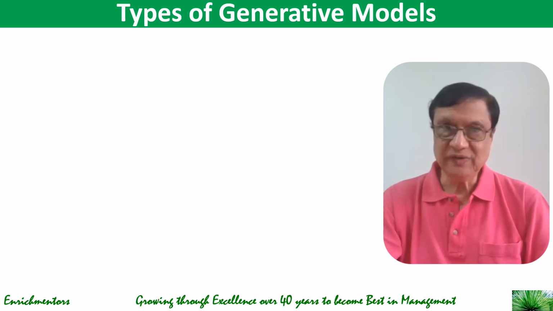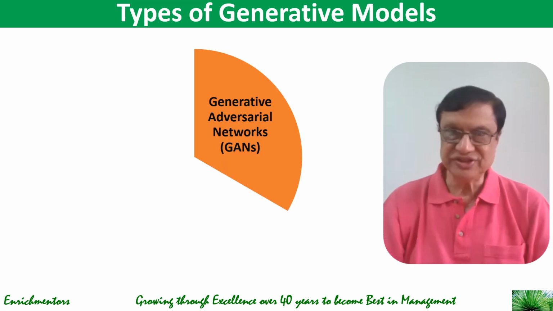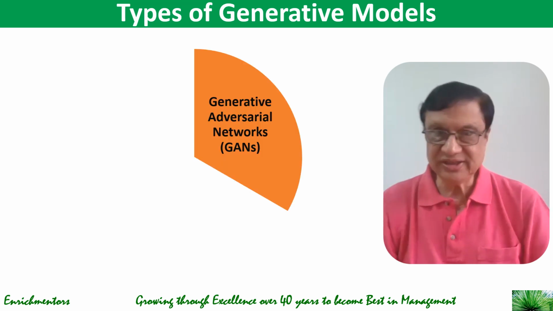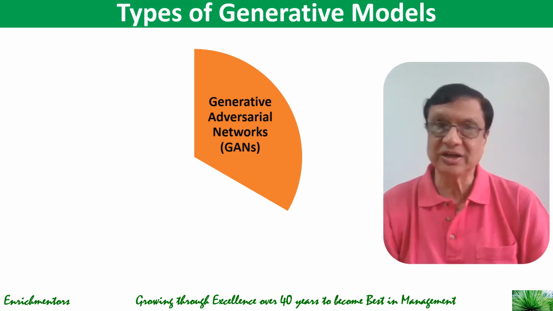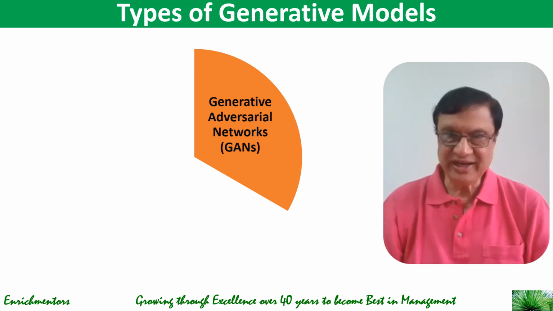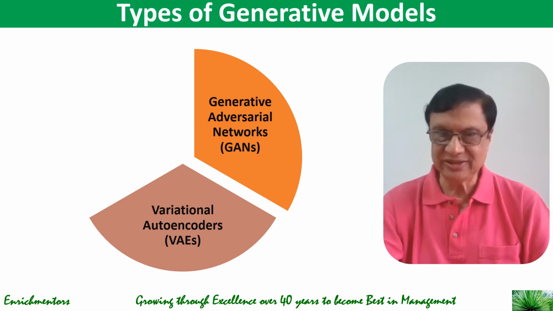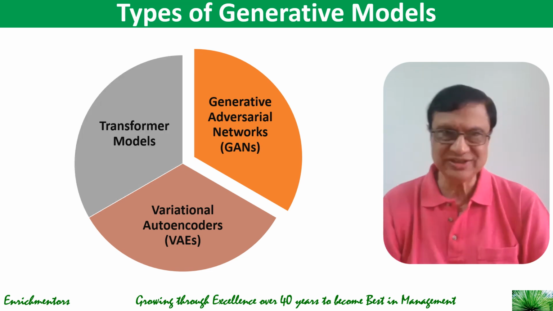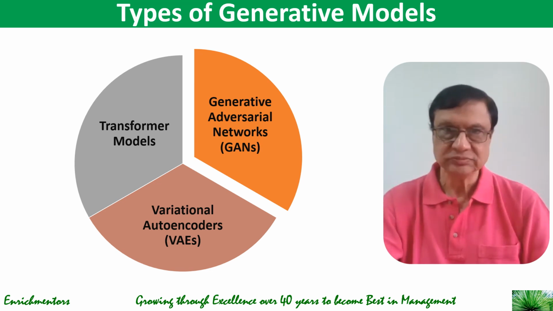What are the types of generative AI models? There are broadly three types. One is GANs, generative adversarial networks, and we will take a look at each of these in a lot more detail in another section following the overview. So hold your horses. The second is variational autoencoders, VAEs, and the third one is the transformer model. So that's a small introduction to the types of GenAI models.